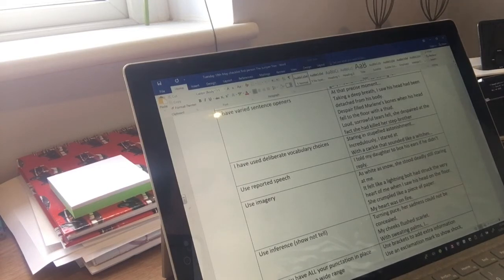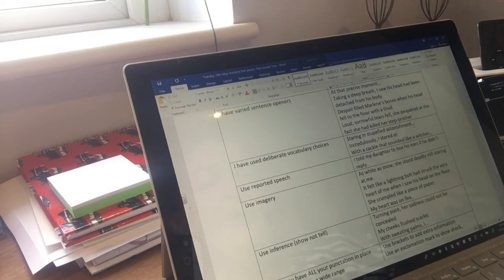Also, it's really important when adding interest to a piece of writing to use deliberate vocabulary choices that match the piece of writing you're wanting to do. So I've got staring in stupefied astonishment. That could either be said about the stepmother, the wicked stepmother, or Marlene, because they were both stupefied when they realised the boy was dead and his head had fallen off, or incredulously I stared at, or with a cackle that sounded like a witch's, is another example of using deliberate vocabulary choices.